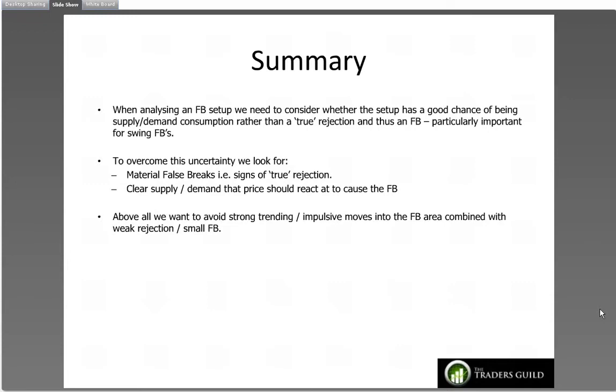But within a swing FB, you're going to have price coming back in a kind of U or V shape, and therefore you could potentially have price coming back with strong momentum in an impulsive manner. Combine an impulsive move with a small false breakout, and that's much more likely to be supply-demand consumption than a true rejection and thus a false breakout. It doesn't mean obviously every single occasion that occurs, but more often than not it will, and that's something I won't take a trade on. So to overcome that, we look for material false breakouts or clear supply demand that price reacted to in causing the false breakout.